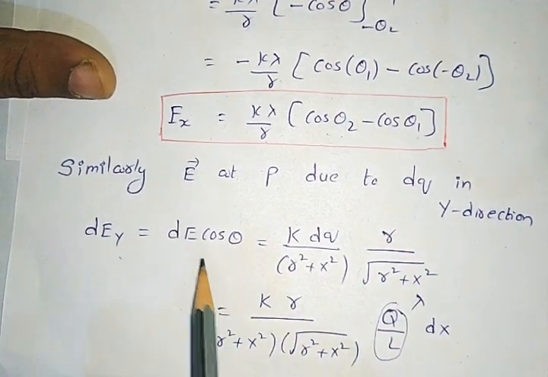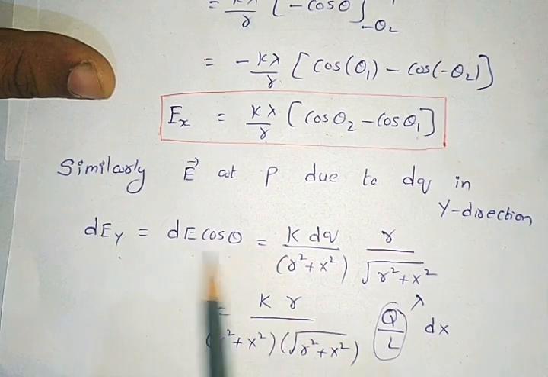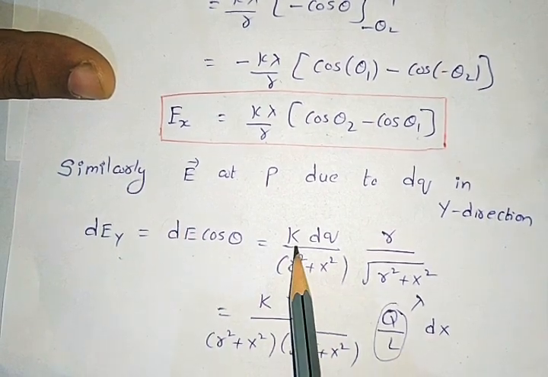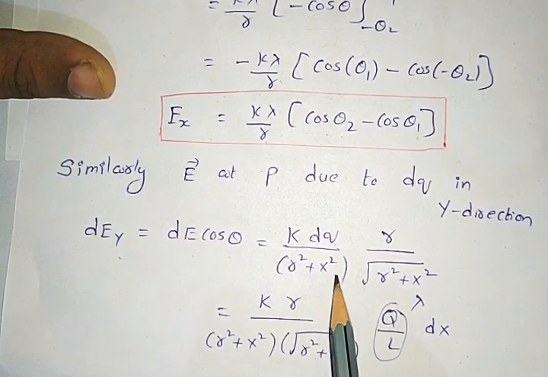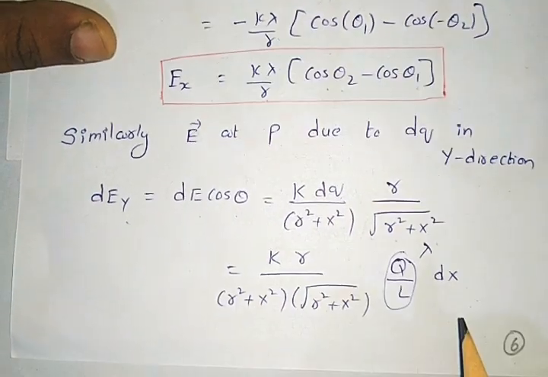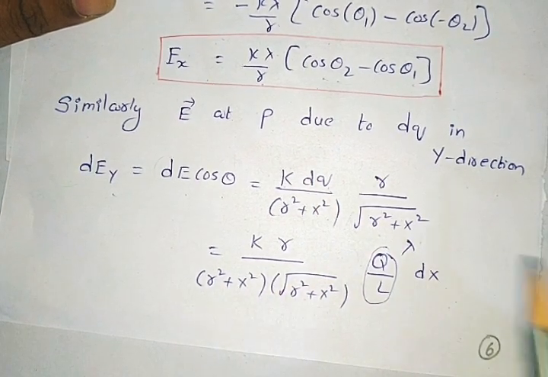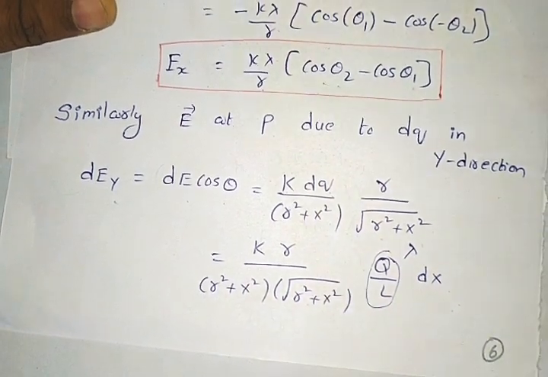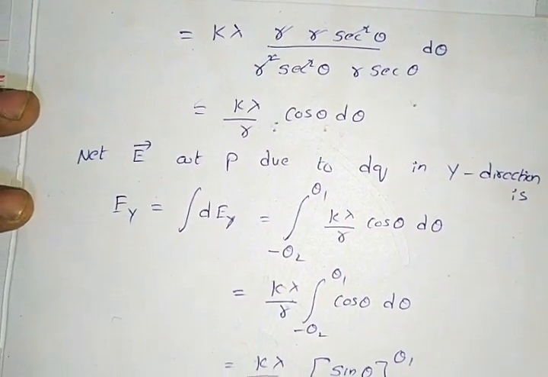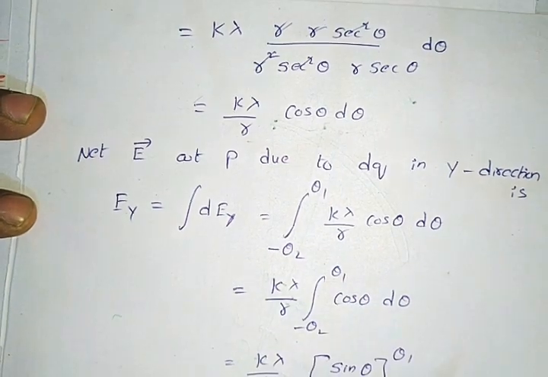So dEy will be dE cos theta. In the place of dE we will get k dq by r square plus x square. In the place of cos theta we will get the result as r by root of r square plus x square. So again in the place of dq I am substituting the values here. The further simplification will give me the result k lambda by r into cos theta d theta.